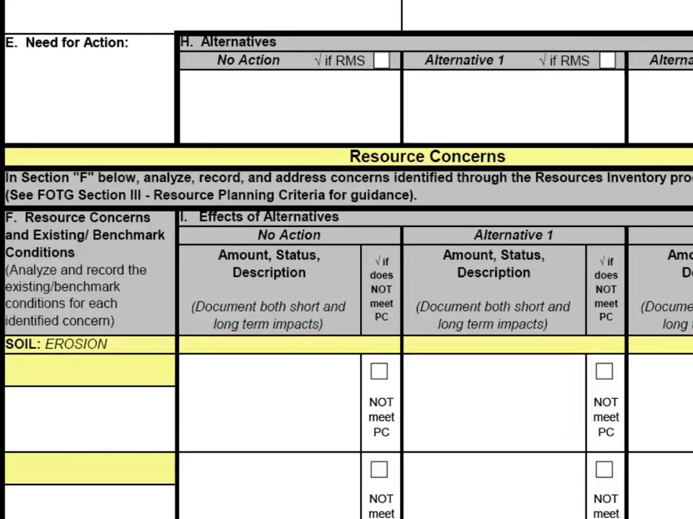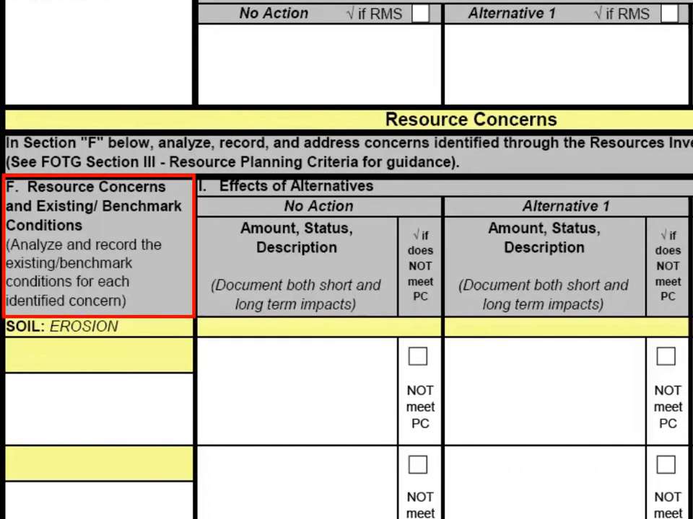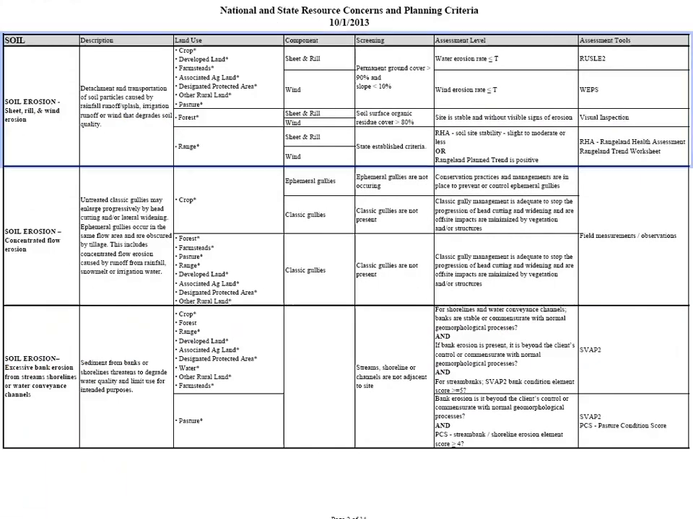Now we move down the form to Section F, Resource Concerns and Existing Benchmark Conditions. After walking the land with Mr. Farmer and making field notes, planning criteria obtained from the Field Office Technical Guide was consulted to identify resource concerns. Depending on the concern and related cause, planning criteria, screening levels, and assessment tools were used to identify resource concerns.